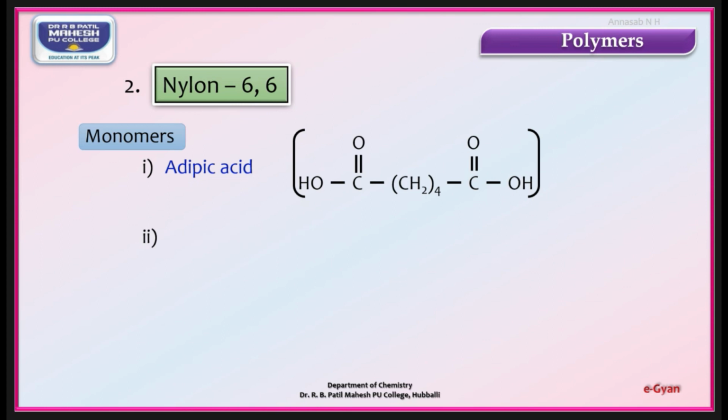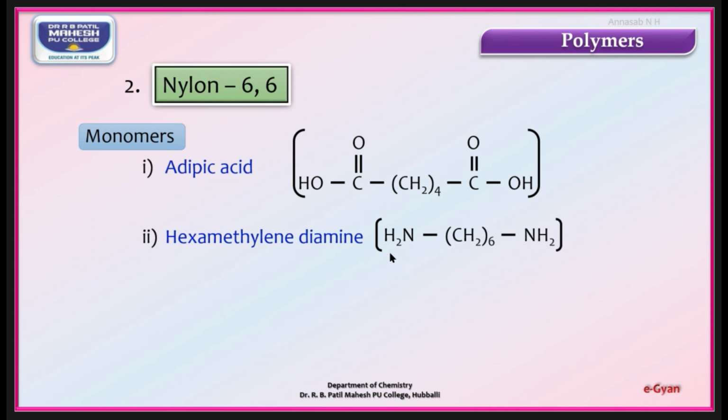Moving to the second monomer which we are going to use for the preparation of nylon 6,6 is hexamethylene diamine. As the name itself indicates, it is an amine group. So the combination of acid and amine leads to the formation of amide group, CONH group. So the structure for hexamethylene diamine, as the name itself indicates, there are hexamethylene, there are total 6 CH2 groups, and diamine, on either side of the structure we are going to have NH2 groups.